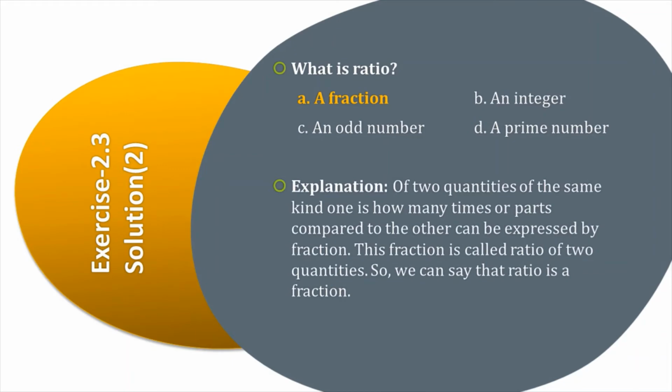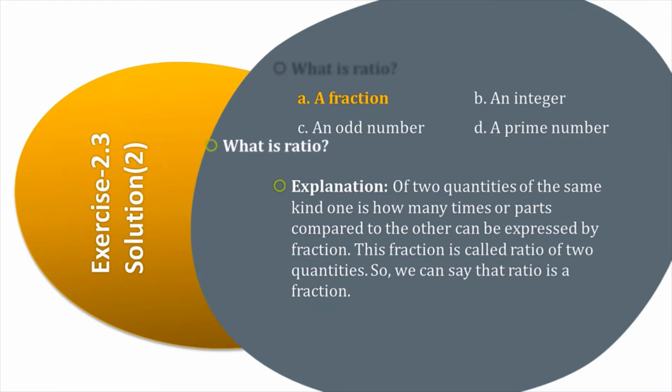That is our explanation. Of two quantities of the same kind, one is how many times or parts compared to the other can be expressed by fraction. As you can see, this is the fraction line. So ratio is a fraction. This fraction is called ratio of two quantities. So we can say that ratio is a fraction.